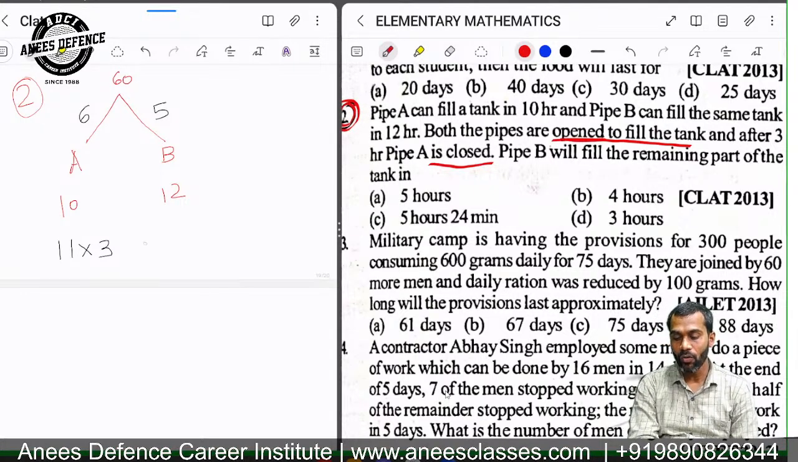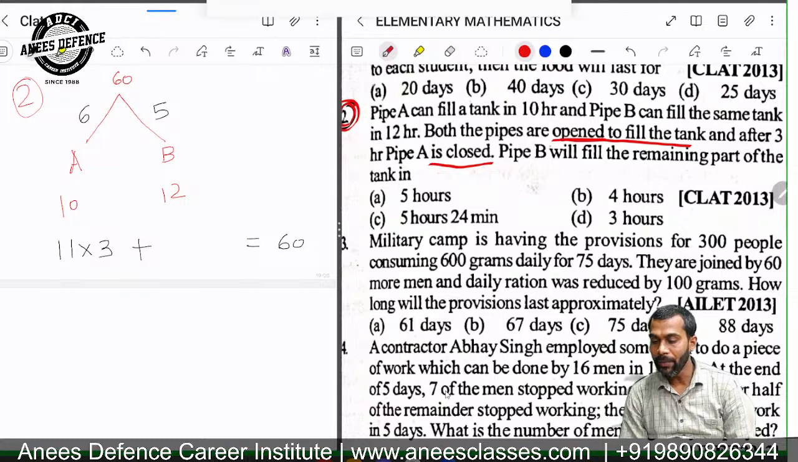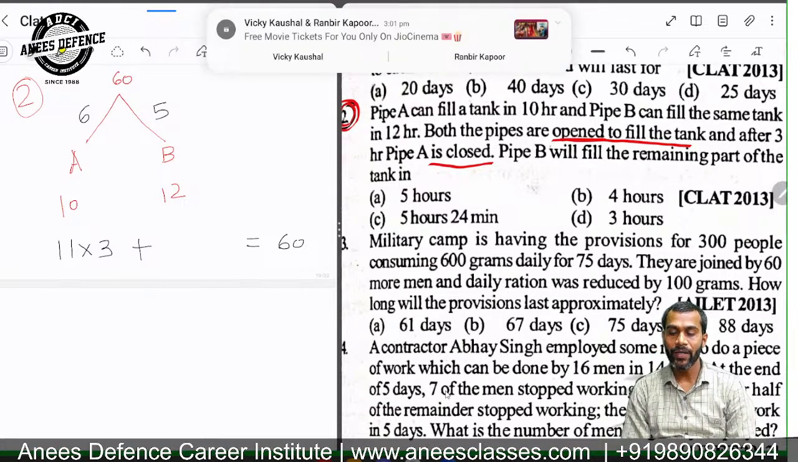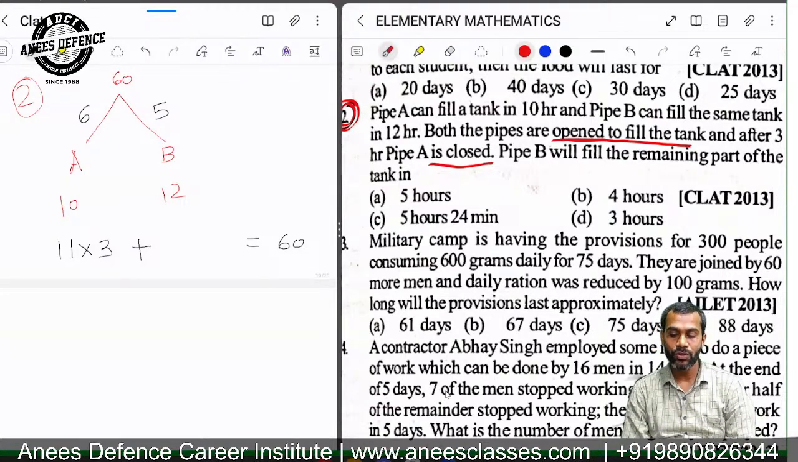So what is left now? Total should be 60. Now pipe A is closed. Pipe A is closed. Yes or no? Now pipe B is left, so now we don't have to consider A. Only B is open now. So what we have to do?